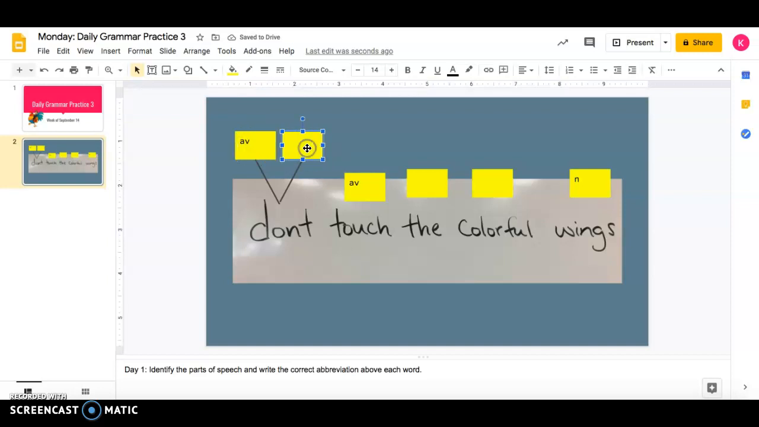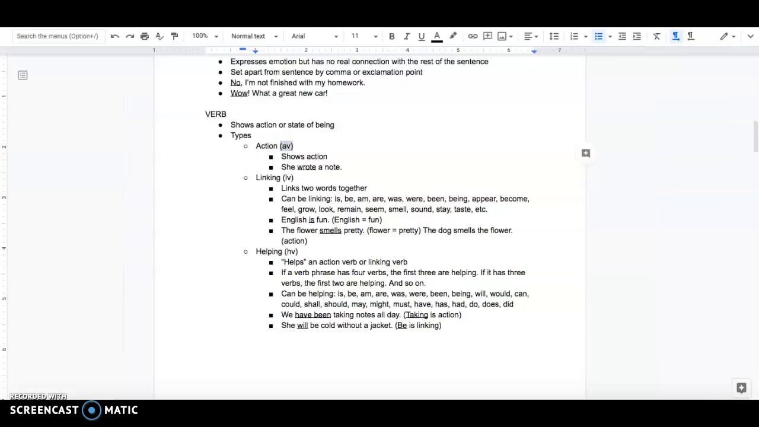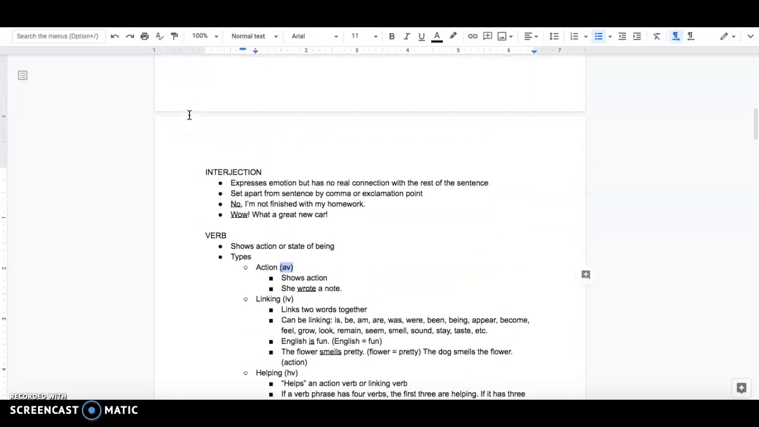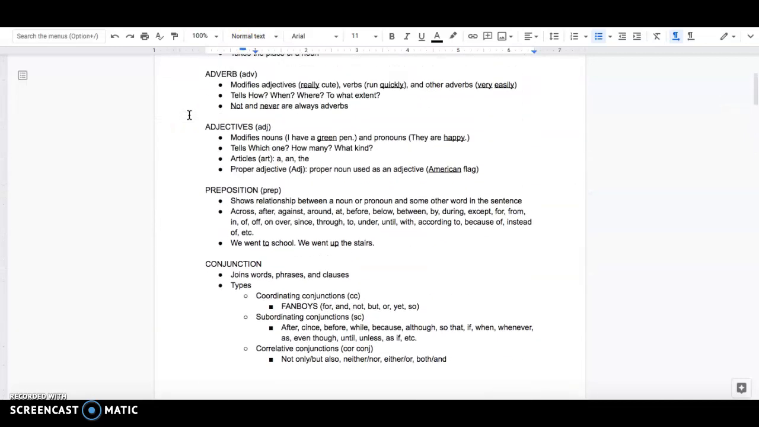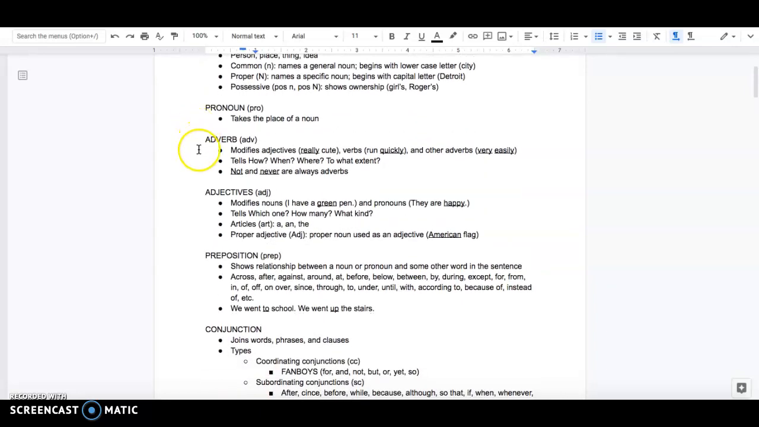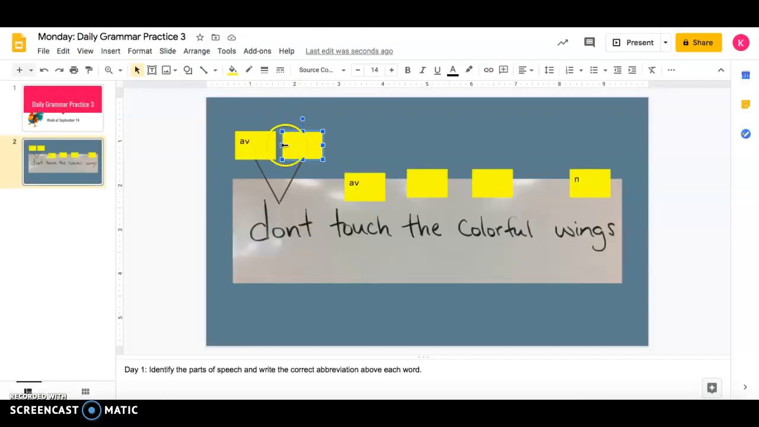The word not is a little tricky. So I want you to look through that big scary packet, and I want you to find adverbs. Okay. Adverbs, on these bullet points, we have the definition of what an adverb is, expanding on that a little bit. And then this third bullet point tells us that not and never are always adverbs. So those 2 words are always adverbs. So we're going to use the letters ADV to show that the word not in this case is an adverb.